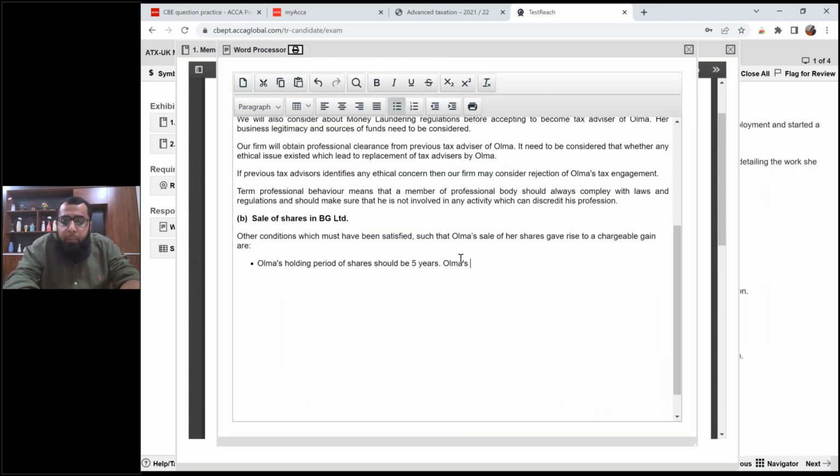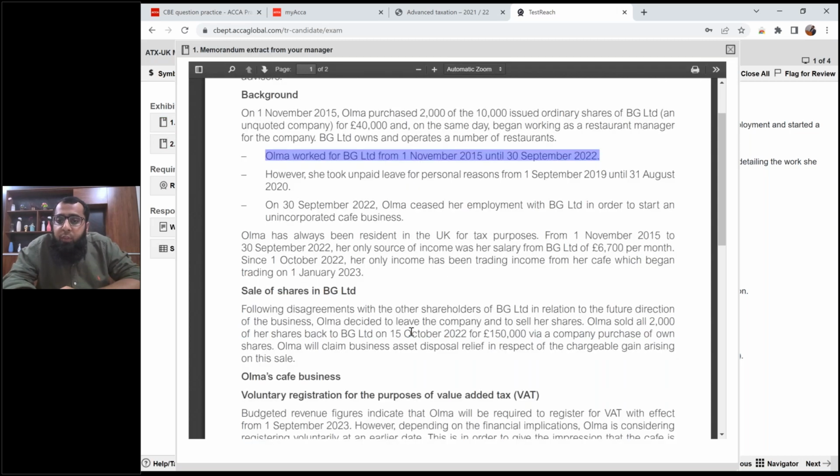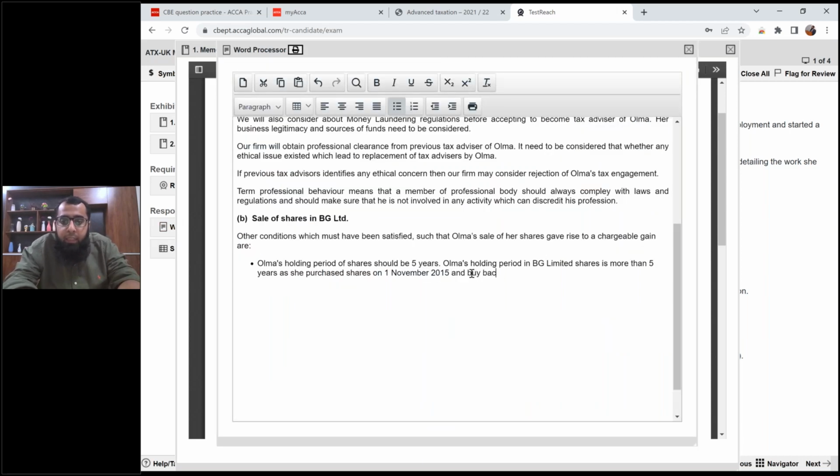Alma's holding period in BG Limited shares is more than 5 years, as she purchased shares on 1st November 2015, if I'm not wrong. Yes. And the buyback is on 15th October 2022. So the holding period should be at least 5 years.